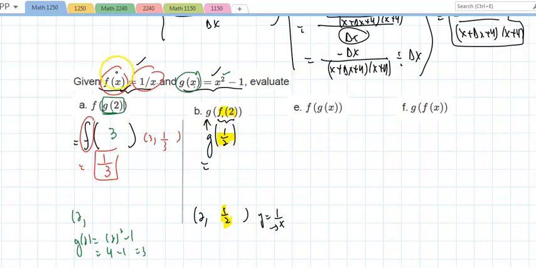But we just did it. We just did it for this function. This is saying now go to this function. Isn't y equal x squared minus 1? Put a 1/2 there. Isn't that 1/2 squared minus 1? 1/4 minus 1. That's negative 3/4. That would be the answer.